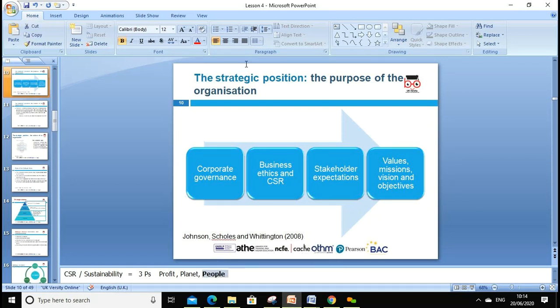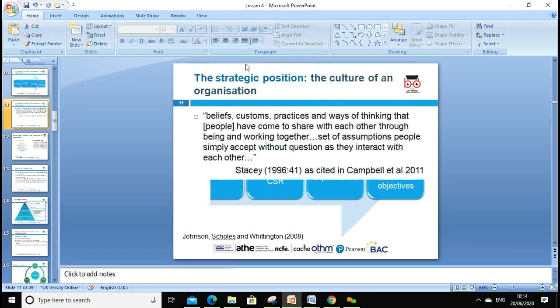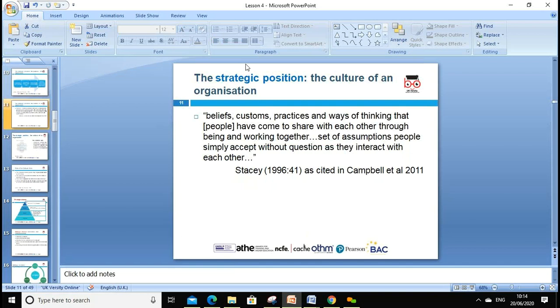welfare. But of course, welfare is not only giving people money, but you look after them and the environment. That's also welfare. Okay, so stakeholder expectations: what stakeholders are, what their expectations are. We need to do stakeholder mapping. Values, mission, vision, and objectives we know, and we need to keep them in mind when we want to implement the change.